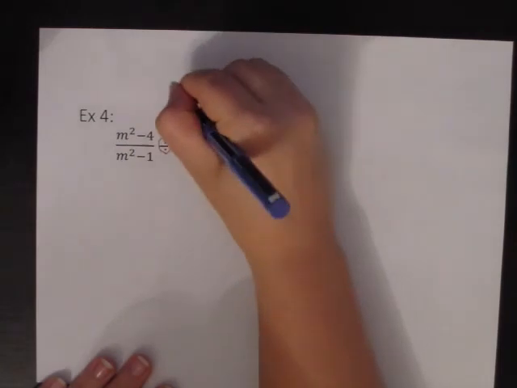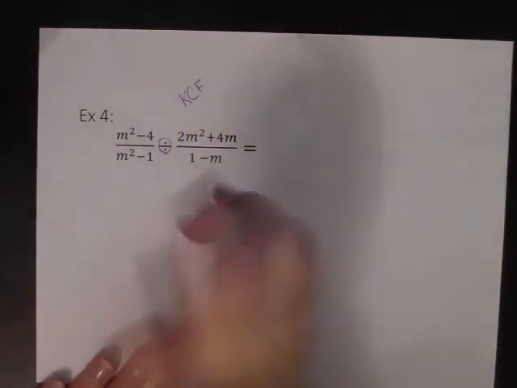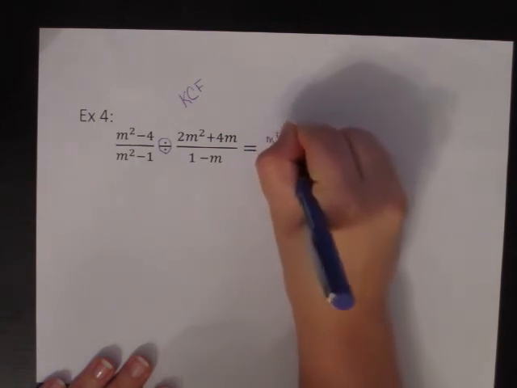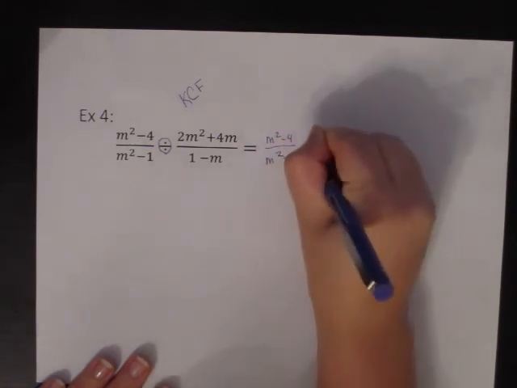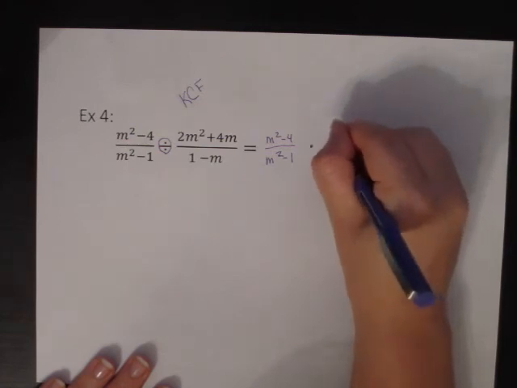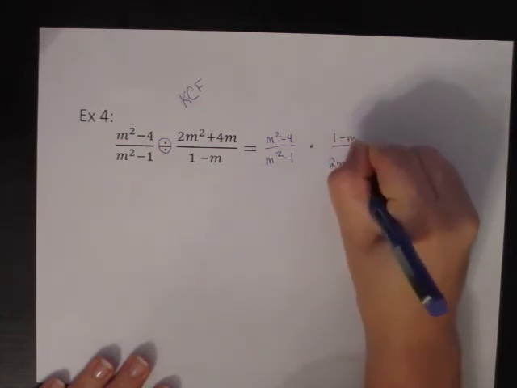Whenever I see a division sign, I want to keep, change, flip. So I'm going to rewrite it with keep, change, flip because that's my first step. So I got (m squared minus 4) over (m squared minus 1) times, change from division to multiplication, and then I flip it, so I got (1 minus m) over (2m squared plus 4m).